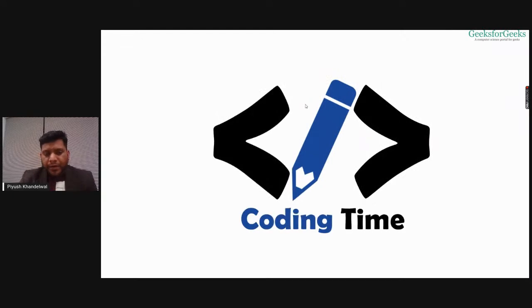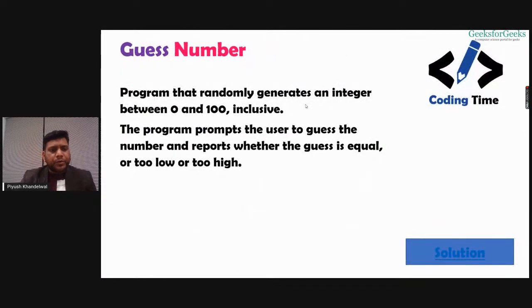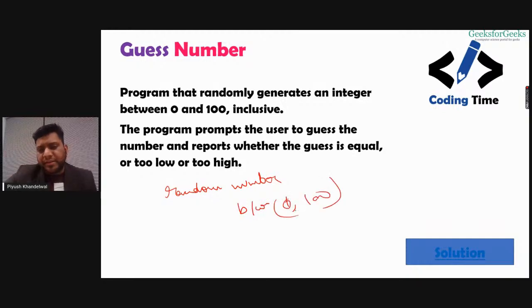Okay. Again, with coding time, what we need to do is write a program that randomly generates an integer between 0 and 100 inclusive. The program prompts the user to guess the number and reports whether the guess is equal, too low, or too high. So we need to write a program which will generate a random integer. Our program should be able to generate a random number between 0 and 100.